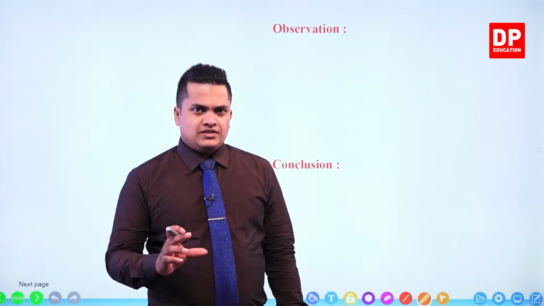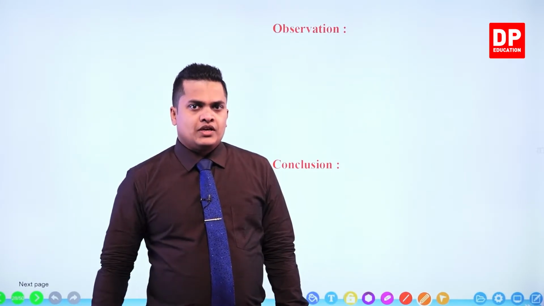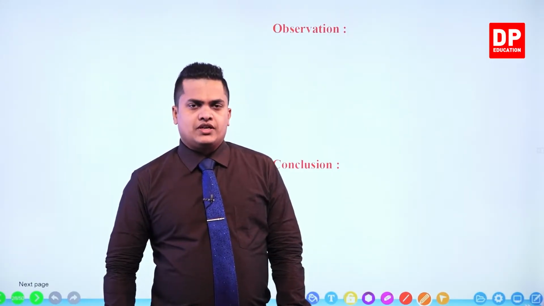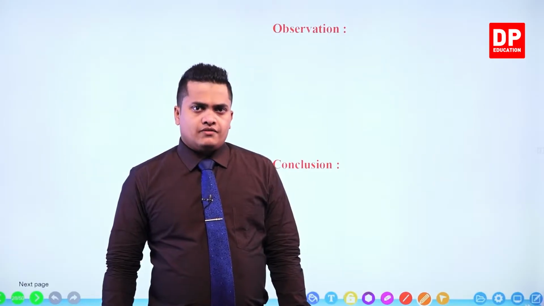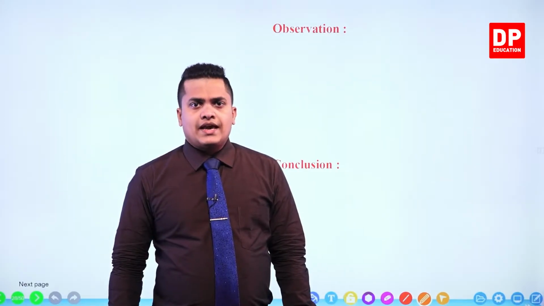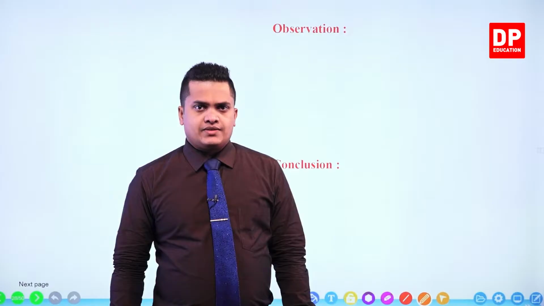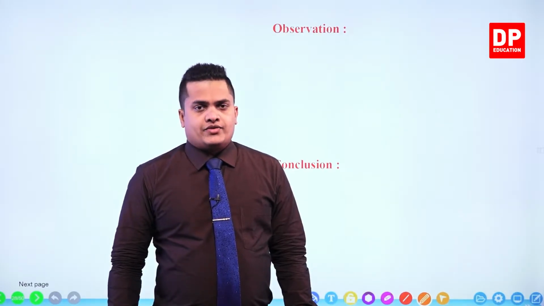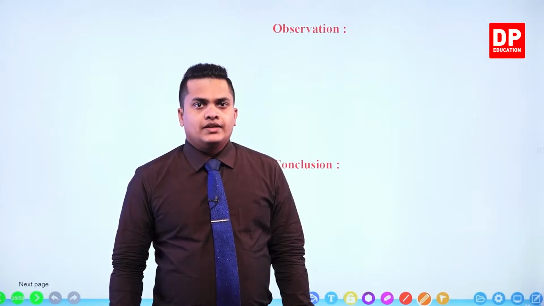A brownish color gas, yellowish brown or brownish color. We'll mention that as a brownish color. So we could observe, first of all, a brownish color gas which is going to emit from the boiling tube upon heating lead nitrate, right?